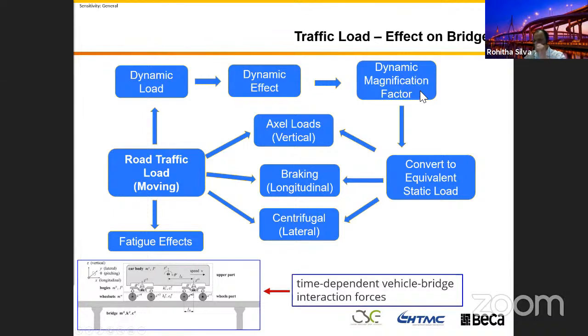So when you include this dynamic effect into a static load, let's say the B double truck, that's 62.5, you can convert it into a static load. That static load, because of the weight, gives you the axle weight, vertical load, gravity load. Because it brakes, it will produce a longitudinal load. And if it is in a curve, you get in addition a centrifugal load. So in addition to all these uncertainties, you have to understand the dynamic impact, the dynamic effect on the bridge as well. This is one of the models.